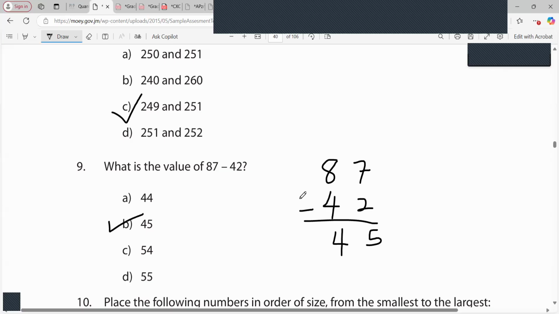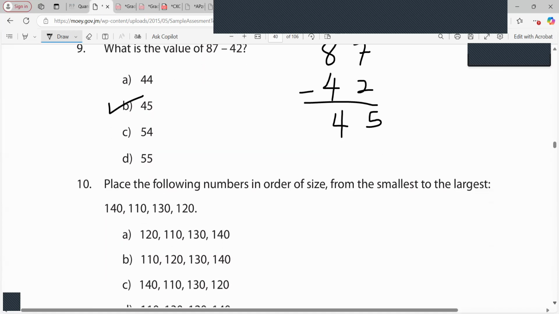All right, let's move on to number 10. Place the following numbers in order of size from the smallest to the largest: 140, 110, 130, and 120. The smallest one, I think, is 110, so it has to start with 110. Let's see if it's this: 110, 120, 130, 140. So it would have been B.